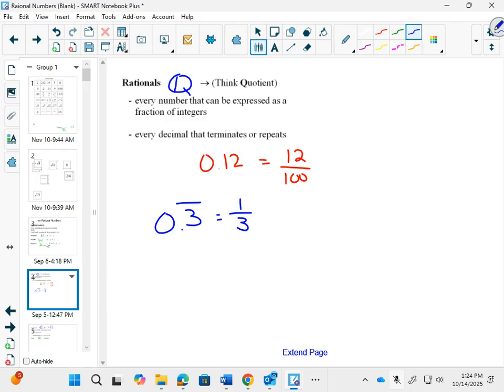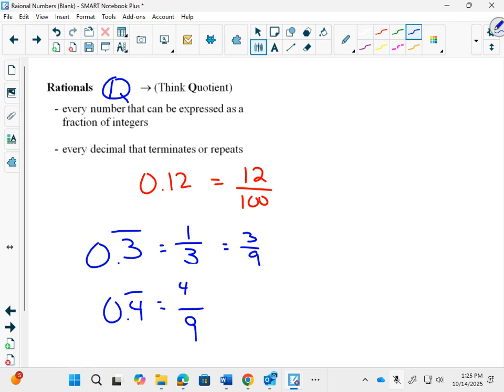Oh, I was going to say, why was I thinking 3 over 9? 3, and it is also 3 over 9. In fact, any single decimal repeated, you can always make over 9. So 0.4 repeated is 4 over 9.